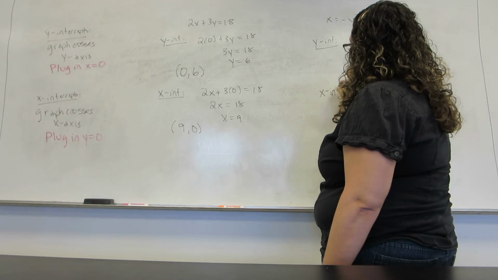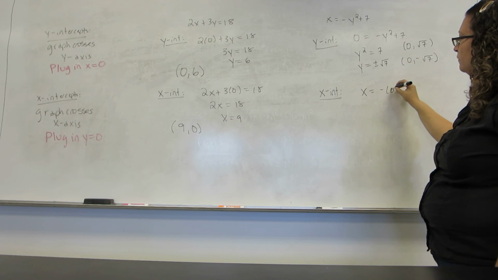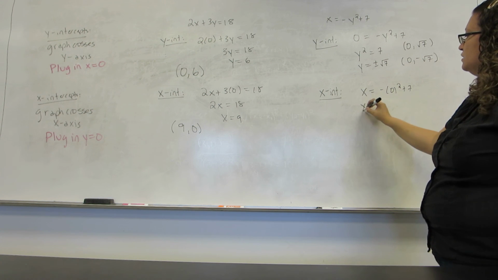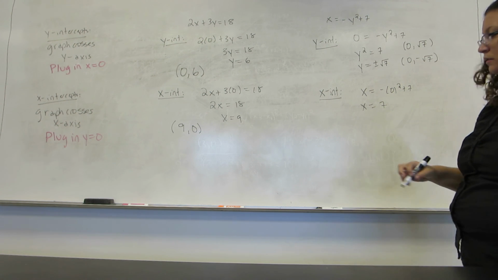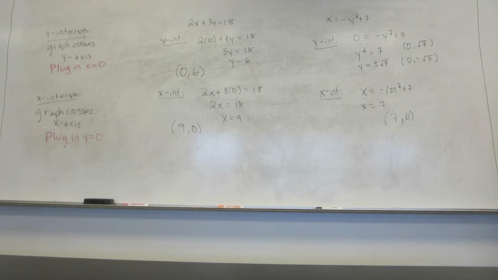To find any x-intercepts, I'm going to plug in y equals 0. And I just get x equals 7. So my point is (7, 0) for my x-intercept.